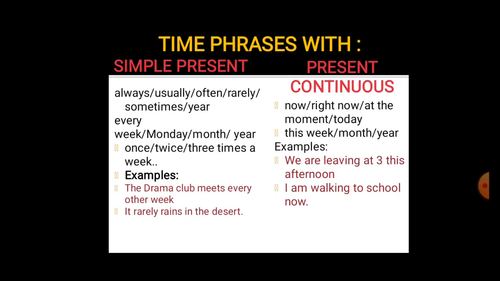Now, let's see the examples in simple present tense, how we use these time phrases. The drama club meets every other week. It rarely rains in the desert. Now, in the same way in present continuous, let's see the examples with these phrases. We are leaving at 3 this afternoon. I am walking to school now.